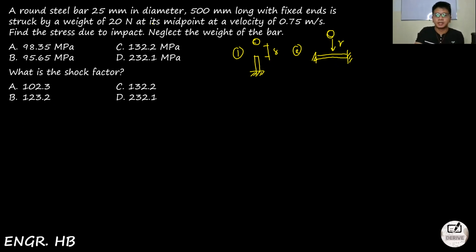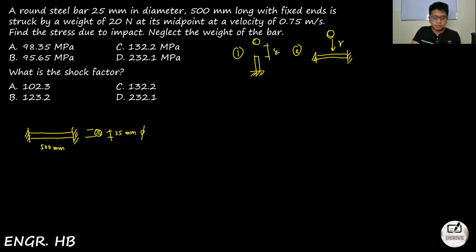So ang sabi, a round steel bar 25 mm diameter, 500 mm long with fixed end. So naka-fixed end siya, ibig sabihin parehas fixed ends. Pag sinabing fixed end, ito yung nakahang. Maybe a cantilever kapag horizontal ang situation, kapag vertical, that is an axial loading. Pero sabi fixed end, so parehas fixed ang both ends. So 500 mm long, and the cross-sectional area is 25 mm diameter.